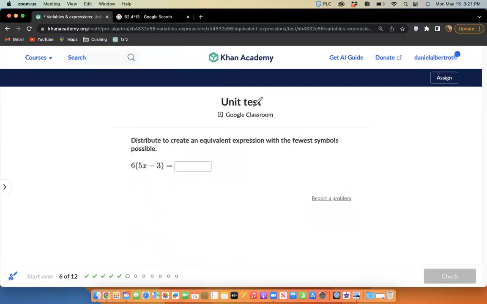All right, this one says distribute to create an equivalent expression with the fewest symbols possible. So I'm going to distribute, and it mentions the fewest symbols possible. We'll see how that plays in. So 6 times 5x is 30x.